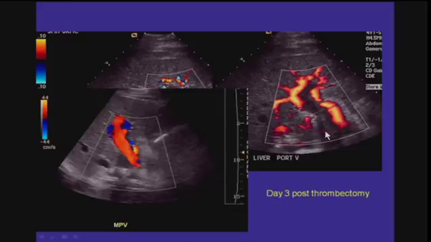So this patient actually went to the OR for a thrombectomy because there was concern that this would continue to progress and liver functions were deteriorating, and obviously thrombectomy worked. Main portal vein is now open and normal.